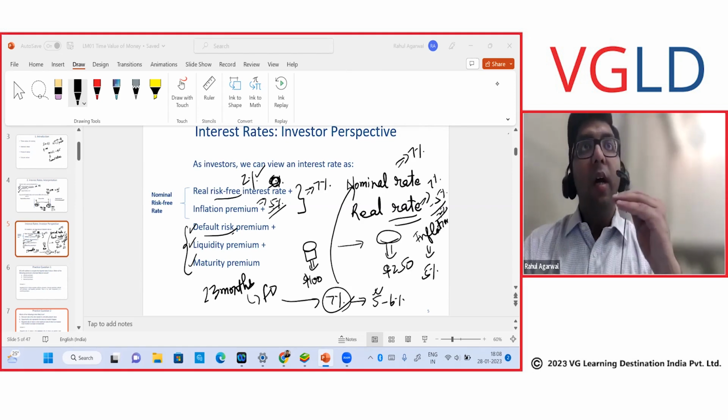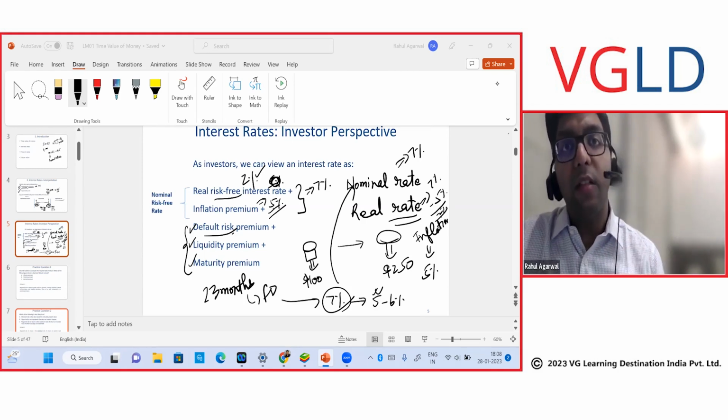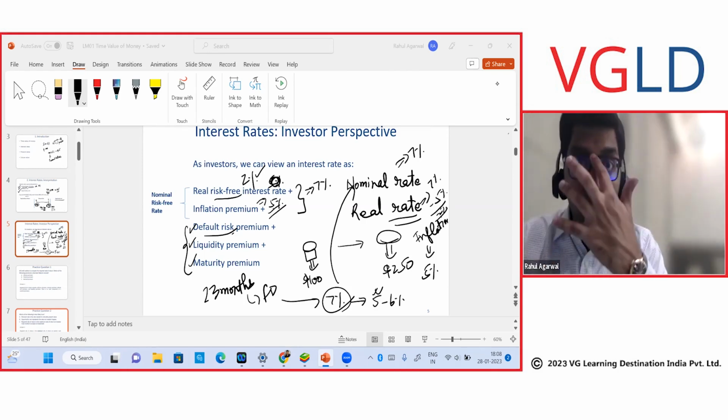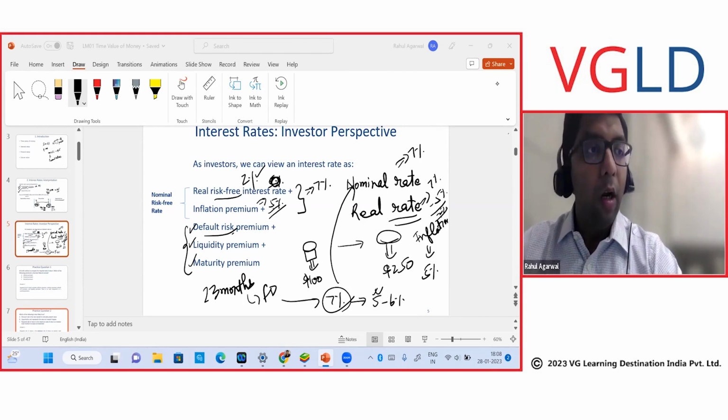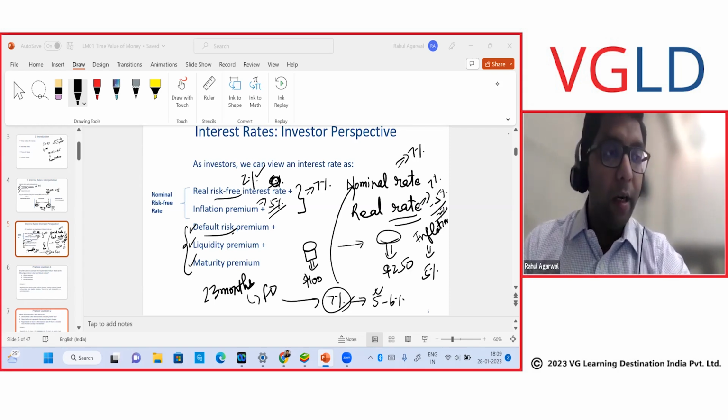Default means reputation of the company. How has it performed in the past? How is the position of the company? See, if a company has a lot of debts already piled up in the books, and it is borrowing more, there is a high chance of default. So if you want to lend to that company, you will say, boss, you are very risky. I will lend you, but I want higher returns.